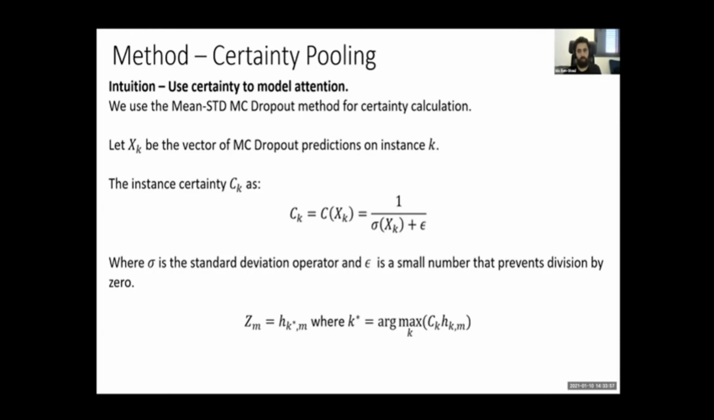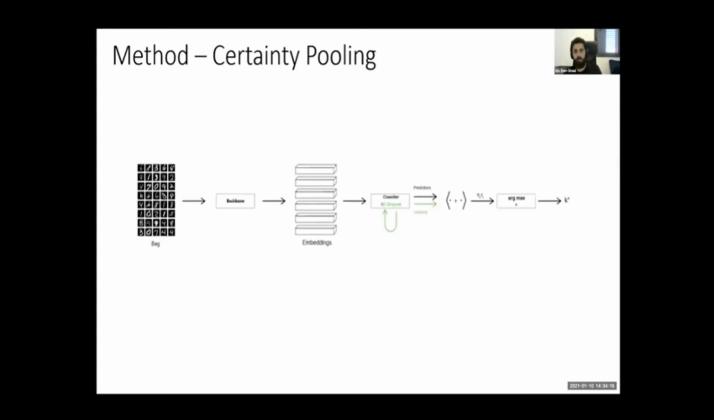So if in max pooling we took the largest prediction amongst all the instances, we modify this max pooling by weighing the predictions by their certainties, and then we take the maximal one. Similarly, we can do this for other pooling methods like mean pooling. So this is the scheme of our model. Bag instances are run through a backbone to get the embeddings. They're then passed through a forward pass to get the predictions, and also through a Monte Carlo dropout to get the STDs. The predictions are then weighted by the certainty, and the maximal instance is chosen.